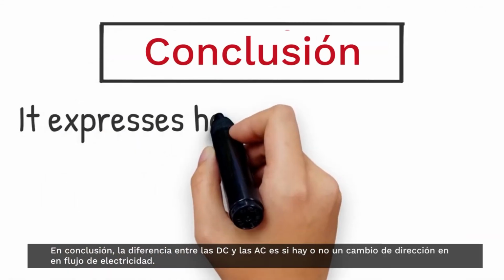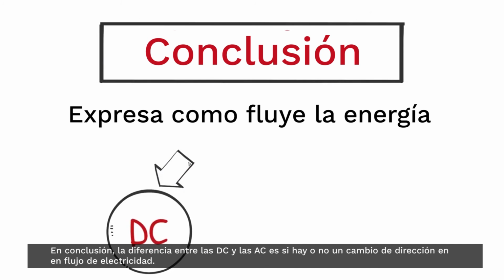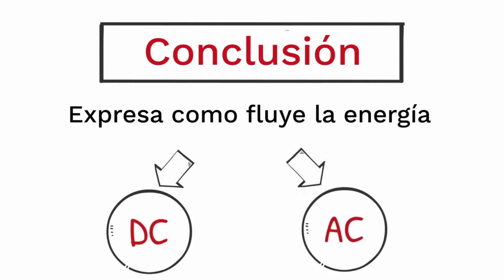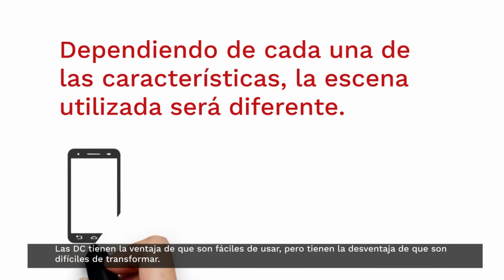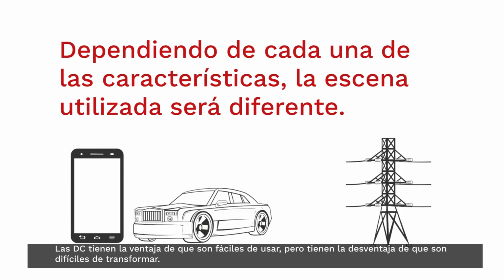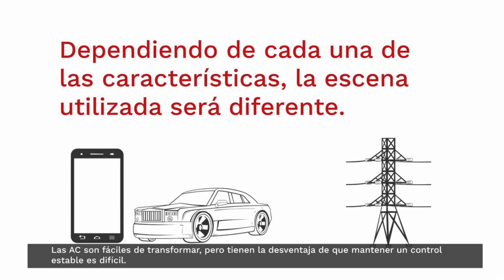In conclusion, the difference between DC and AC is whether there is a change in the direction of electricity flow. DC has the advantage of being easy to control, but has the disadvantage of being difficult to transform. AC is easy to transform, but it has the disadvantage that stable control is difficult. Each has its advantages and disadvantages, therefore the situations in which they are used differ according to their characteristics.